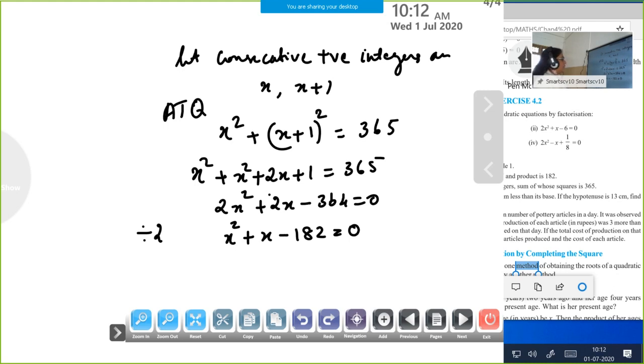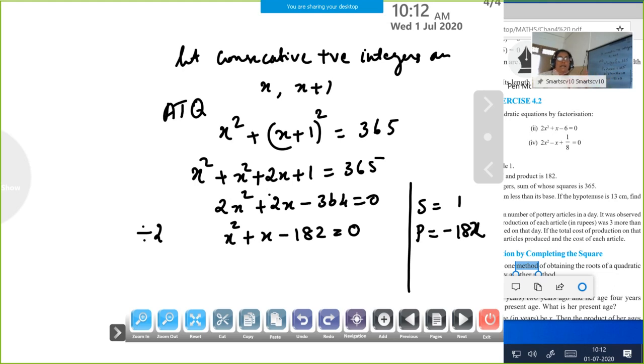Okay. Then find the root of this quadratic equation. The sum is equal to plus 1 and the product is equal to negative 182. Clear? The sum is positive and the product is negative, which means one number is positive and the other is negative. One more condition: the sum is positive, which means the greater number is positive.